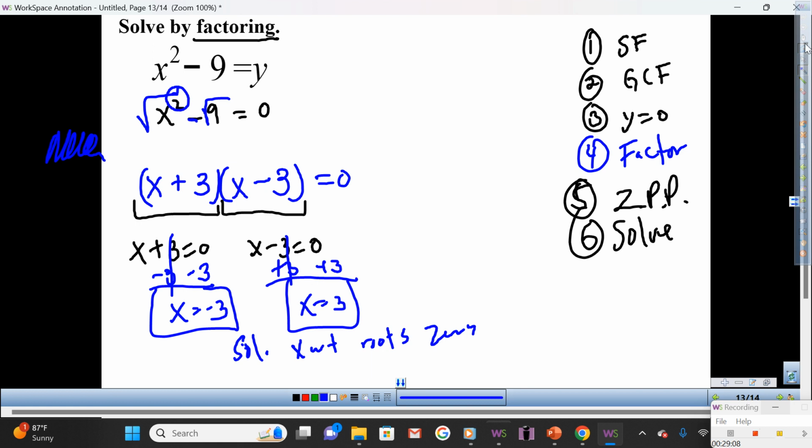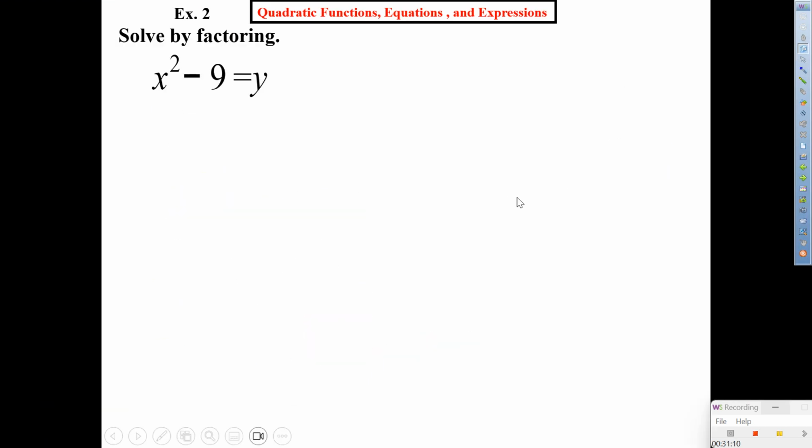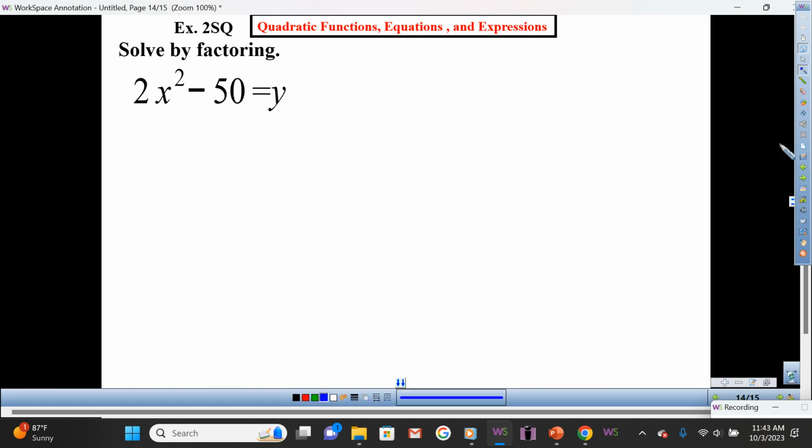I'm going to go a little faster since we did one of these. Copy this one. Example 2: 2x squared minus 50 equals y. Step 1, is it in standard form? Yes, from highest to lowest degree. Step 2, is there a GCF? Yeah, what is that? 2, and we're left with x squared minus 25, and all that equals y, but I'm going to change the y to what? 0.